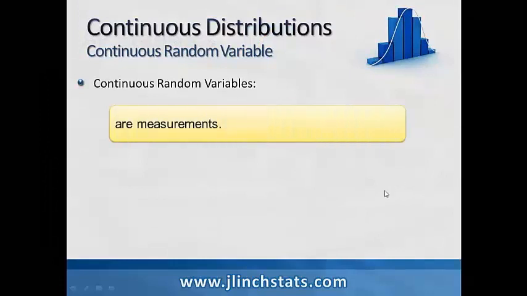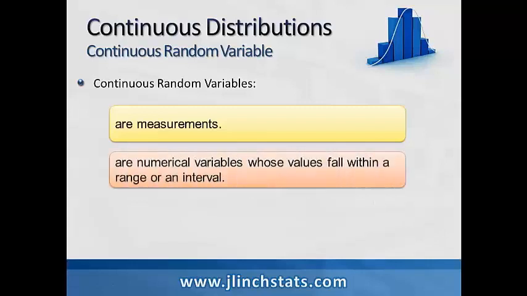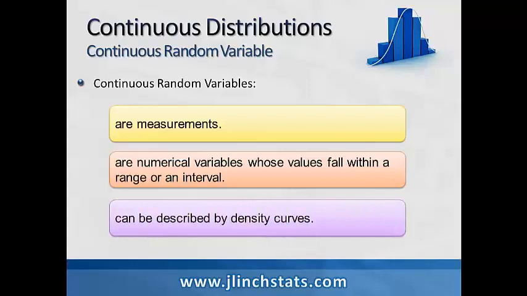Continuous random variables are basically measurements. When we talk about measurements, we typically are using continuous random variables to represent those measurements. Continuous random variables are numerical variables whose values fall within a range or an interval. And continuous random variables can be described by density curves.